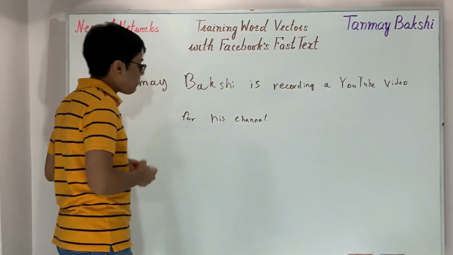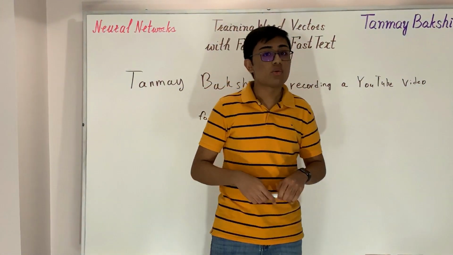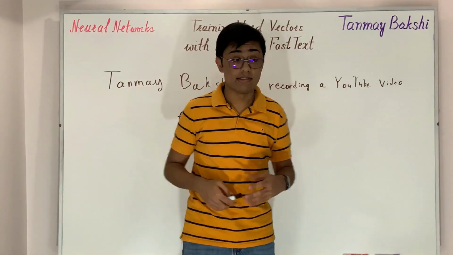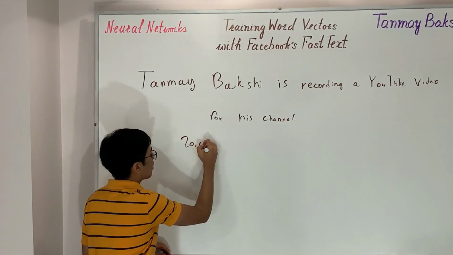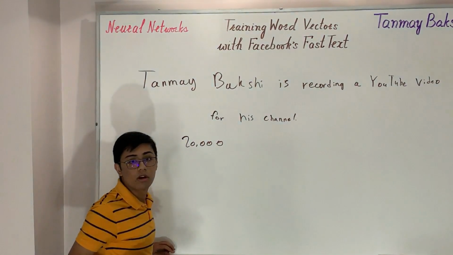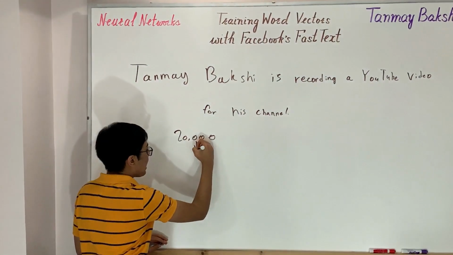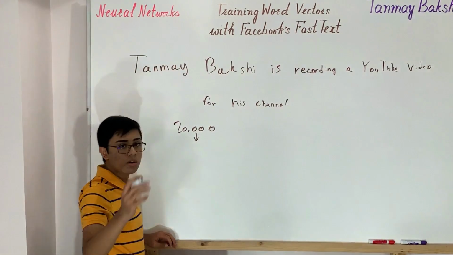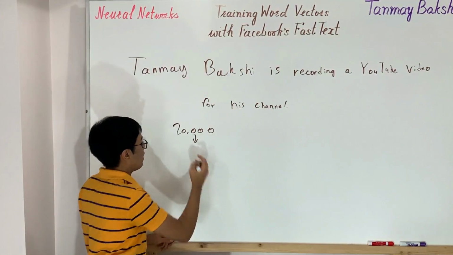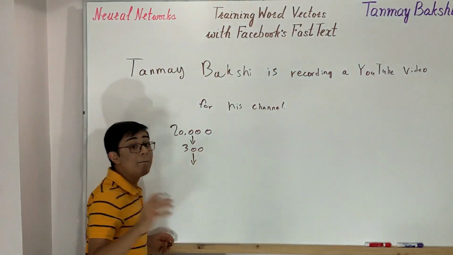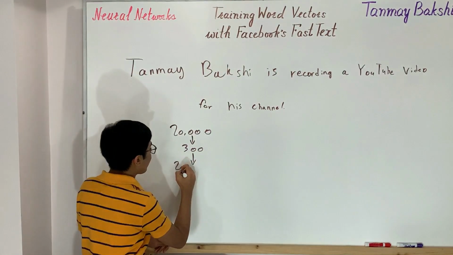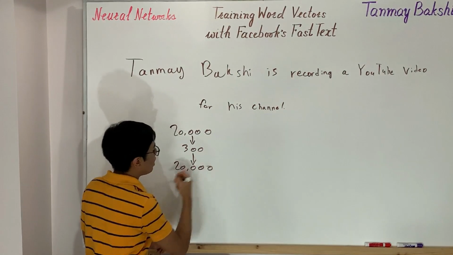So let's just say you have a 20,000 vocabulary size. So you've got 20,000 words in your data set. Now let's just say you fed them into a neural network where the next layer was 300 units long. That outputs back into a 20,000 long unit neuron.